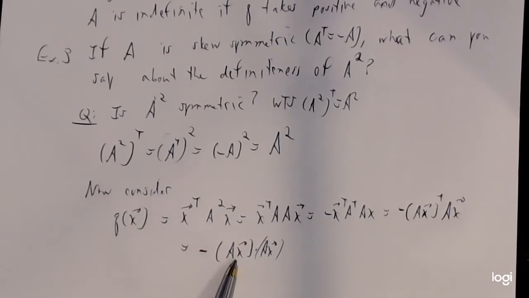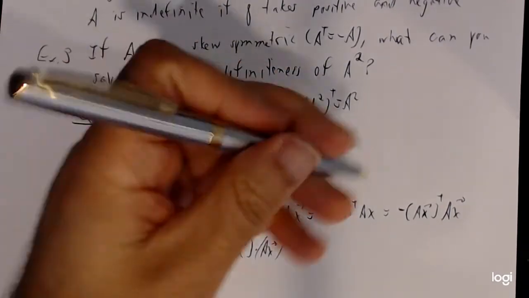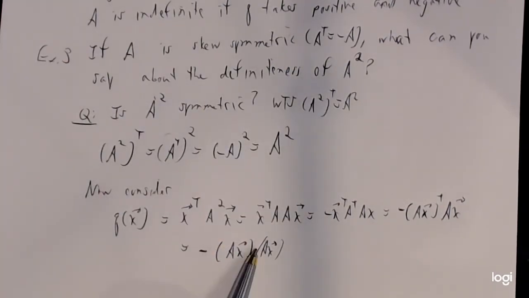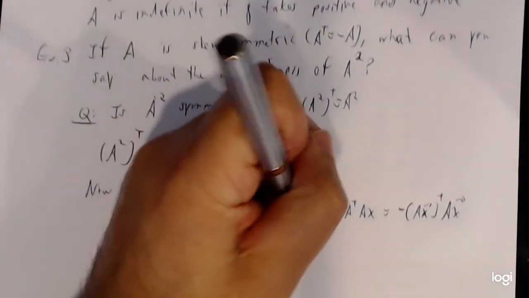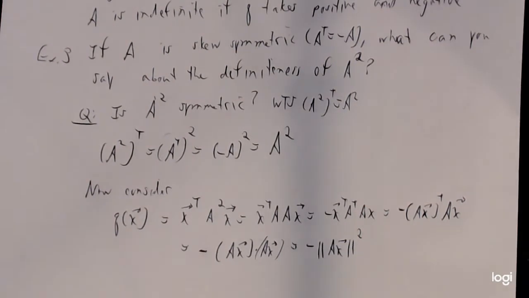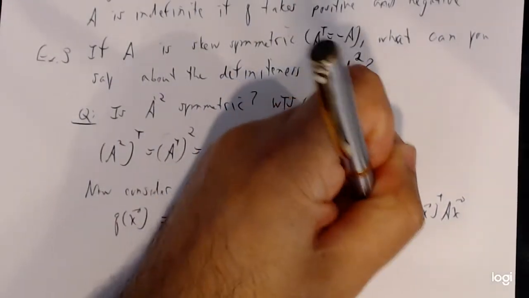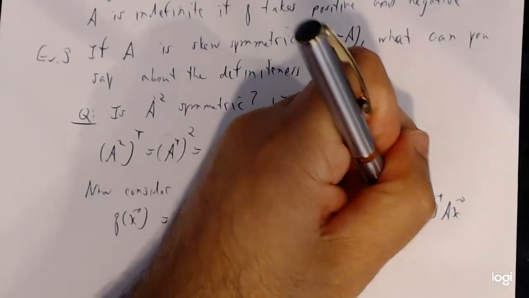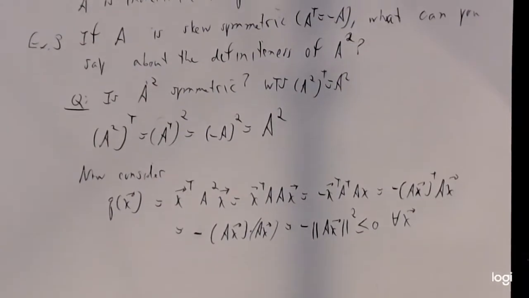And what do I know? Ax dotted with Ax, we know that's the same thing as the magnitude of Ax squared, which gives me negative magnitude of Ax squared. What do I know about this? The magnitude is always a positive number or 0, right? So with a negative in front of it, what does that mean? This is less than or equal to 0 for all x, which implies what?